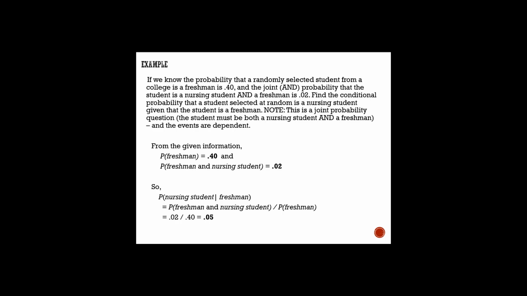So you write down everything you know first, and we know also that the probability of a nursing student given freshman is going to be equal to the division. We'll take that joint probability, the and probability, and divide it by the individual probability, and we'll come up with the given, the conditional probability.